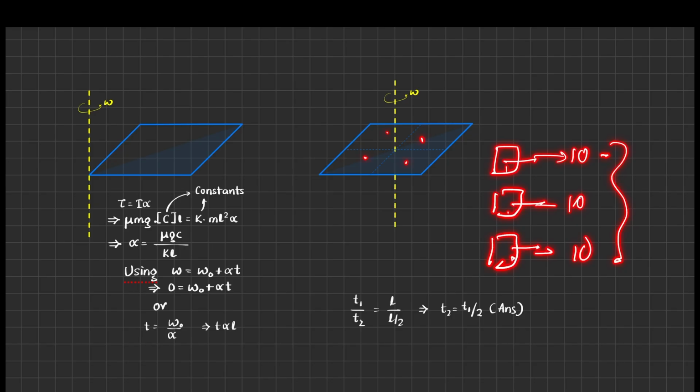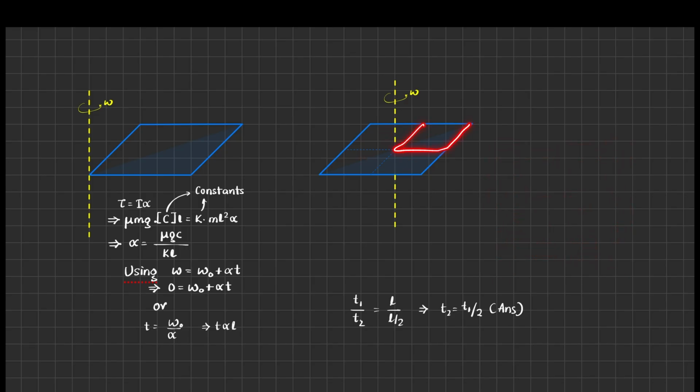Each of the 4 pieces of the larger square plate will stop individually at the same time, and together also they will take the same time. So instead of taking 4 of them, we can solve it by using any one of them, which will take half of the time. So it is t1 by 2. I hope you understand this. We see a new problem now.